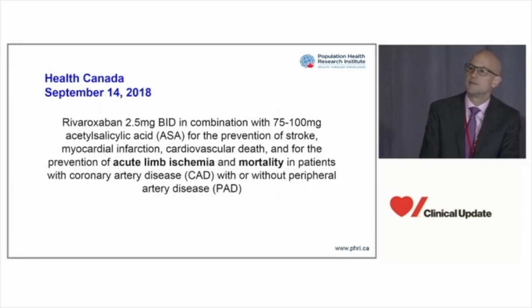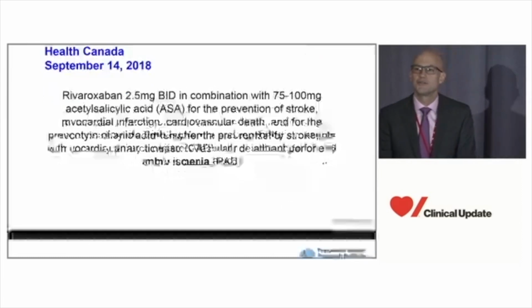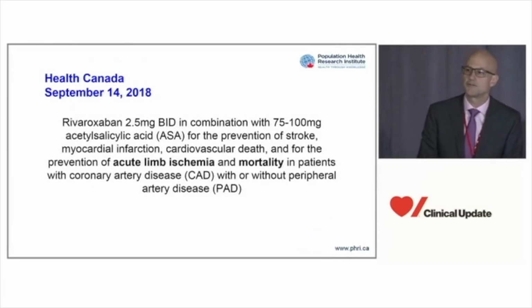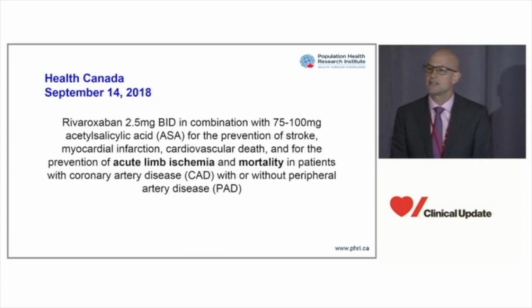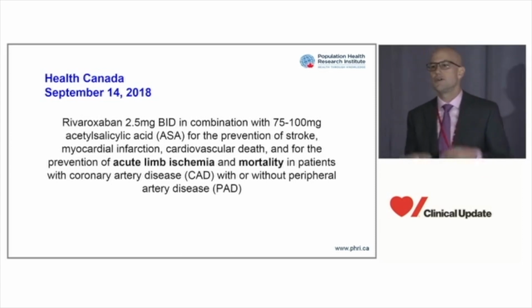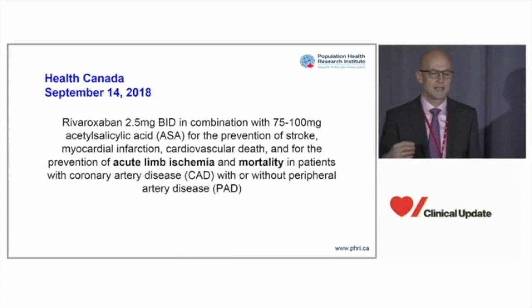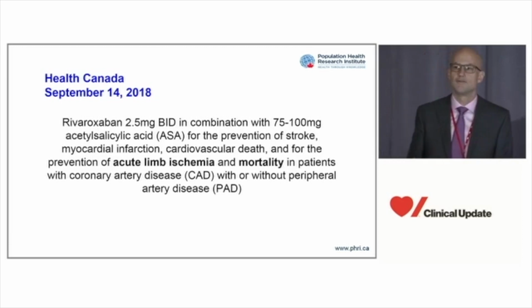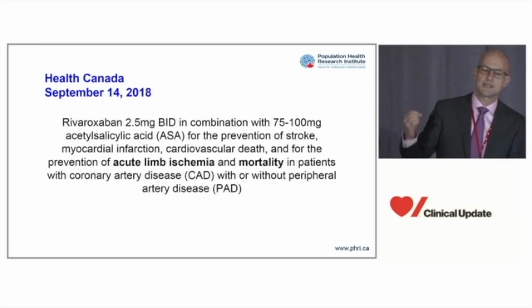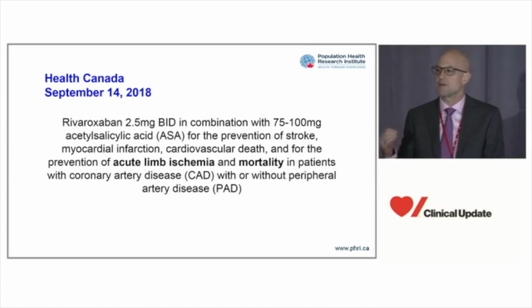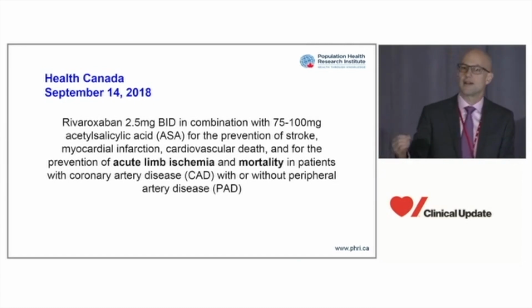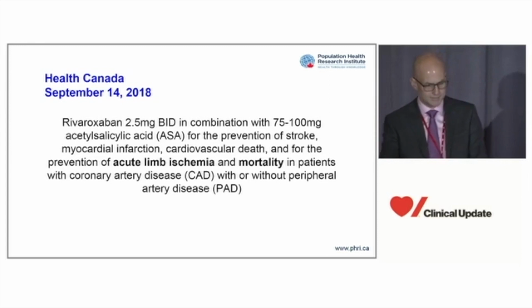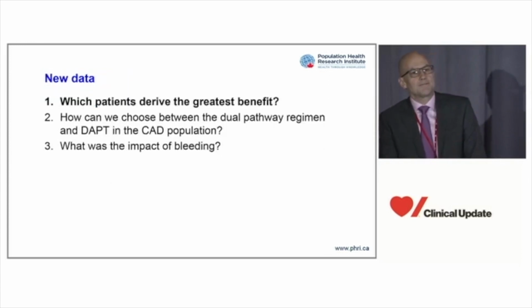These results prompted Health Canada to label the combination of rivaroxaban and aspirin in September of this year, not just for reduction in MACE, but specifically for prevention of acute limb ischemia and mortality in your coronary patient with or without peripheral artery disease. So the challenge is clear.